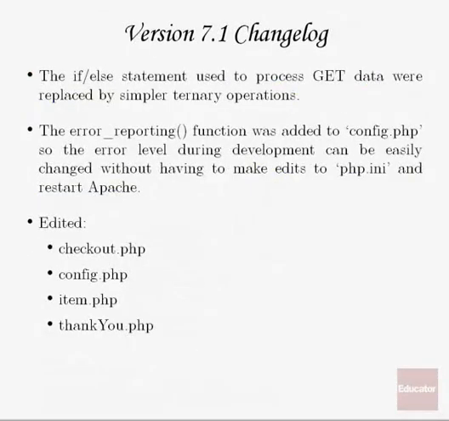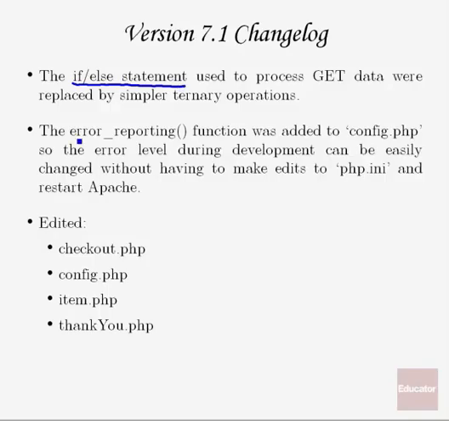So now we're going to change things a little bit. We're going to upgrade to version 7.1. And basically what we're going to do in this lesson is make a couple of simple changes. We're going to replace the if-else statements we used to process the get variables at the top of the page, and we're going to replace them with simpler and cleaner looking ternary operations. And we're going to show you that in a second.